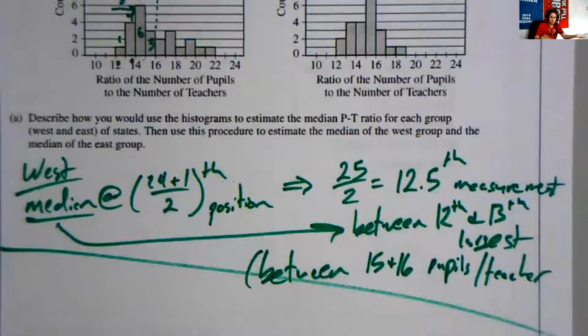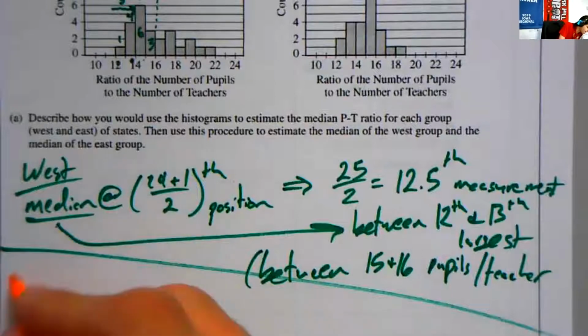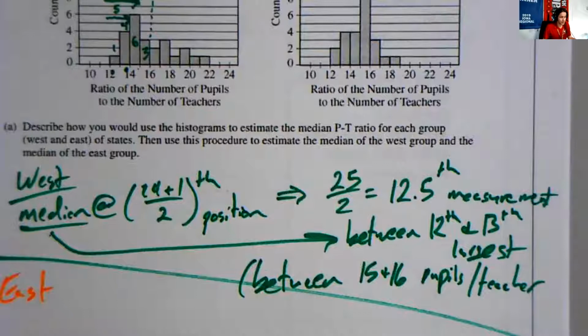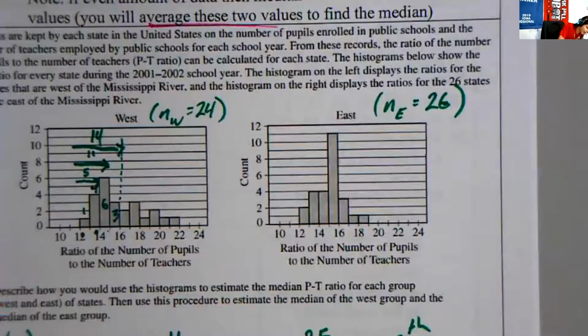Do it again out in the east. Stop, try to do it yourself. See if you can replicate this. Pause for a moment. And now you've done it out in the east. Thank you for pausing. You add up those totals.